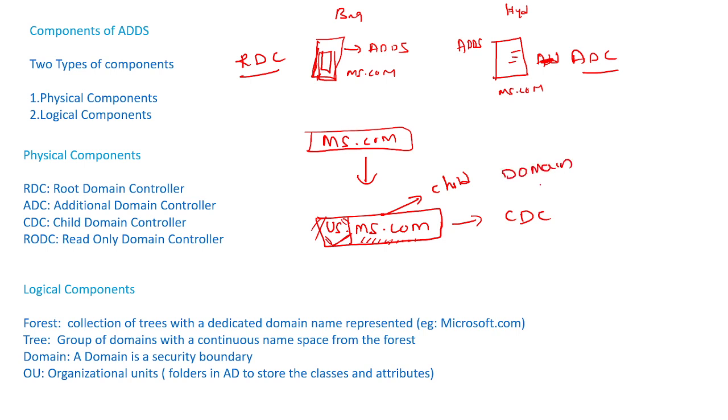Okay, and the next one is RODC. So imagine you have a Bangalore office with more than 20,000 users, and all the raw materials for the Bangalore office will be coming in by ship. For example, you have around 50 to 100 users in Mangalore harbor.